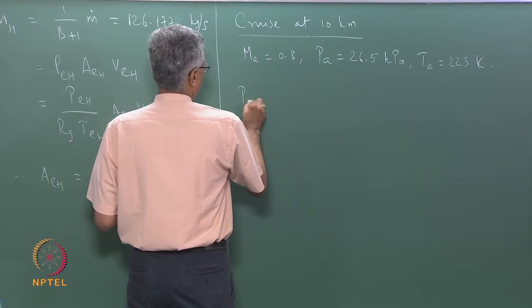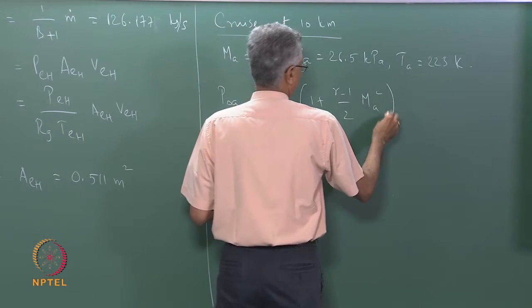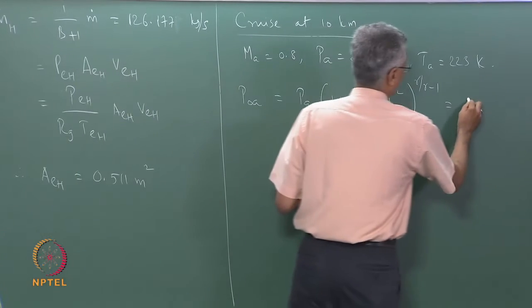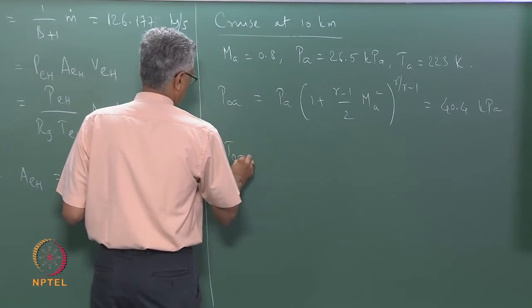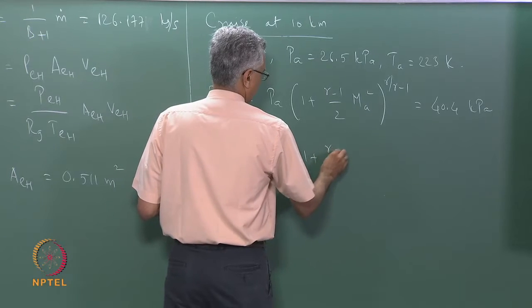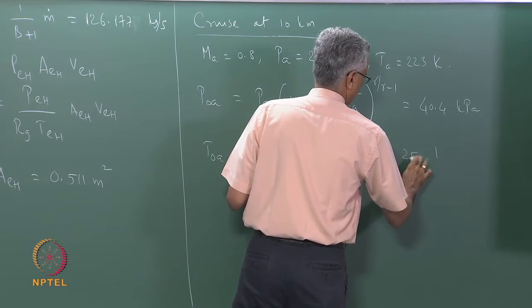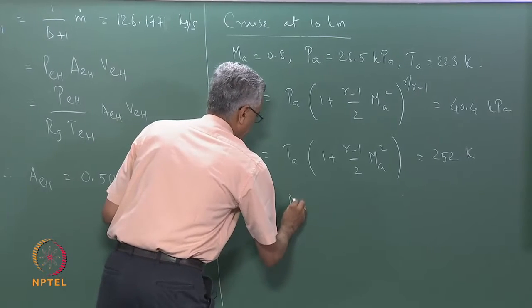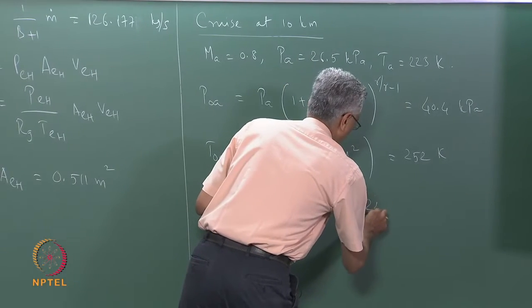So I can calculate P0A to be PA times (1 plus (gamma minus 1) over 2 times MA squared) raised to the power gamma over gamma minus 1. And if I substitute the numbers, I get this to be 40.4 kilopascal, and T0A can also be calculated in the same manner. T0A is equal to TA times (1 plus (gamma minus 1) over 2 times MA squared), and this comes out to be 252 Kelvin. And the free stream speed VA can be calculated as MA times square root of gamma R TA, and this comes out to be 240 meter per second.